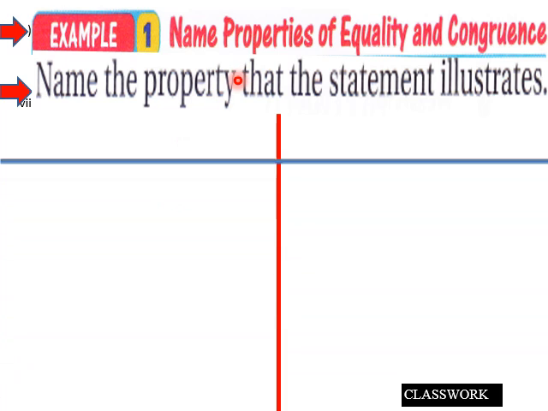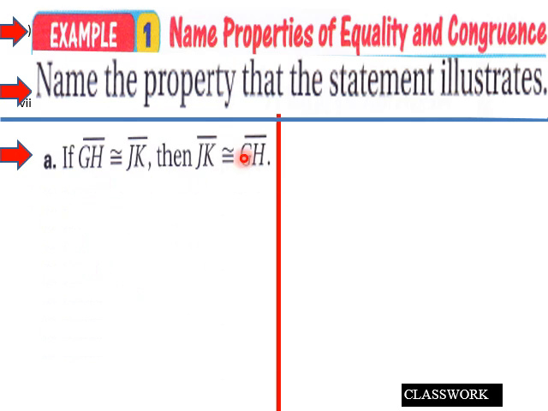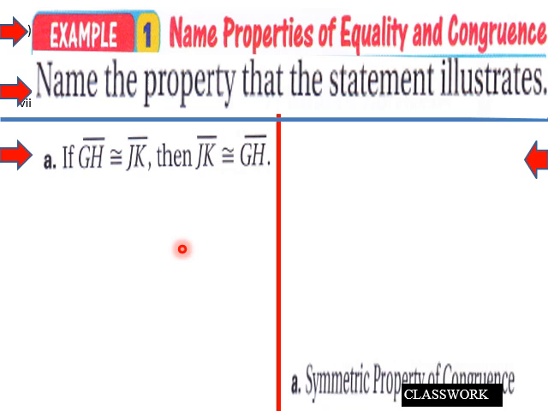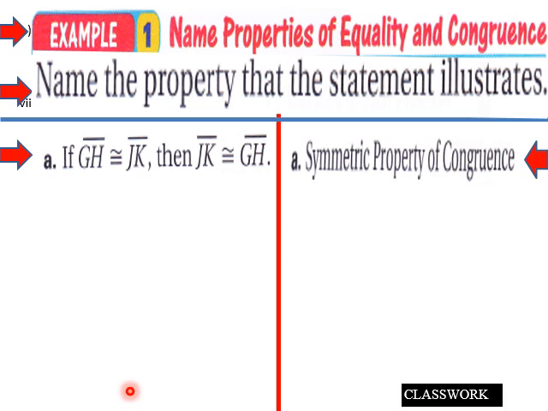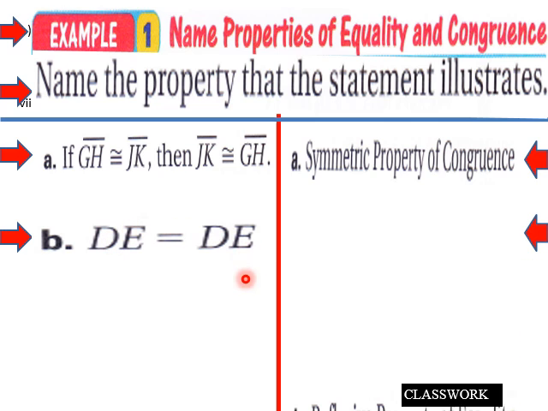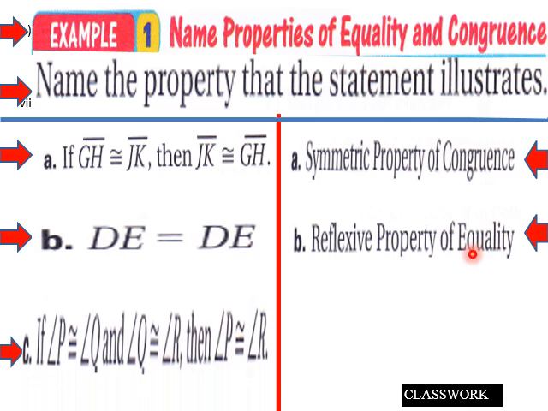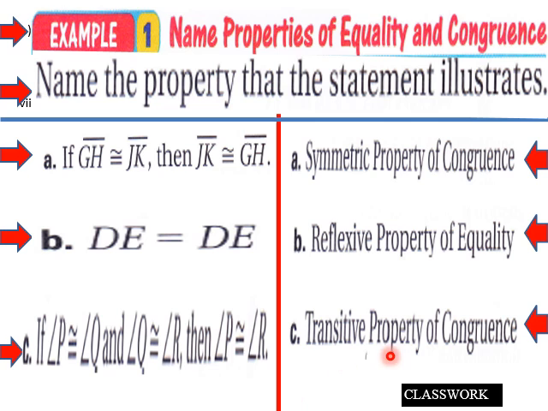Okay, example 1, name properties of equality and congruence. Name the property that the statement illustrates. So we have this here. If line GH is congruent to JK, then JK is congruent to GH. That's the symmetric property of congruence. And then DE equals DE. What's that? That'd be the reflexive property of equality. If angle P is congruent to angle Q and Q is congruent to R, then P is congruent to R. What's that? That'd be the transitive property of congruence.